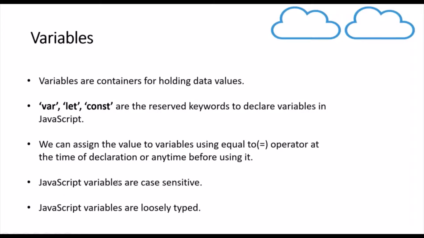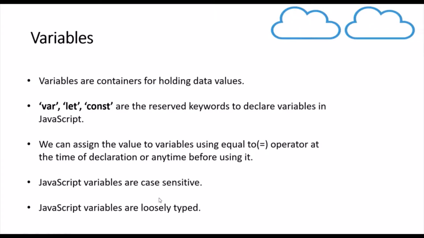JavaScript variables are case sensitive. What this means is, if you have declared a variable test and another variable with capital T as Test, both are different variables. We'll see this in the developer console. Then, JavaScript variables are loosely typed. In JavaScript, the typecasting of a variable takes place when you assign a value to that variable. So you don't have to specify what kind of value you are assigning. You just have to assign the value to the variable and automatically it will typecast the variable.